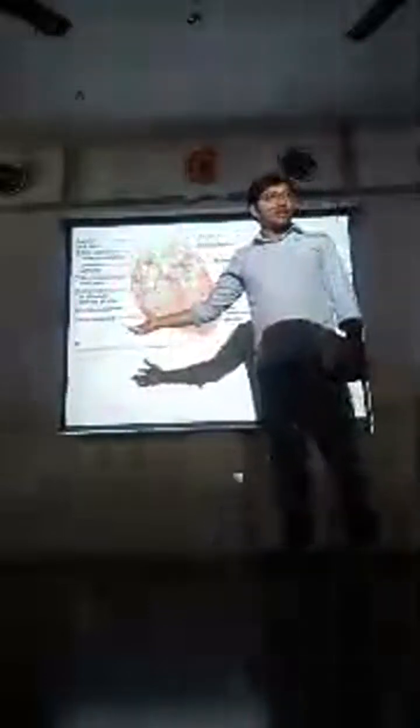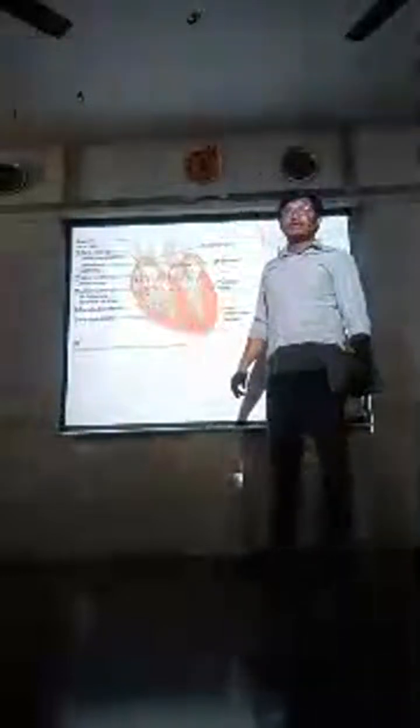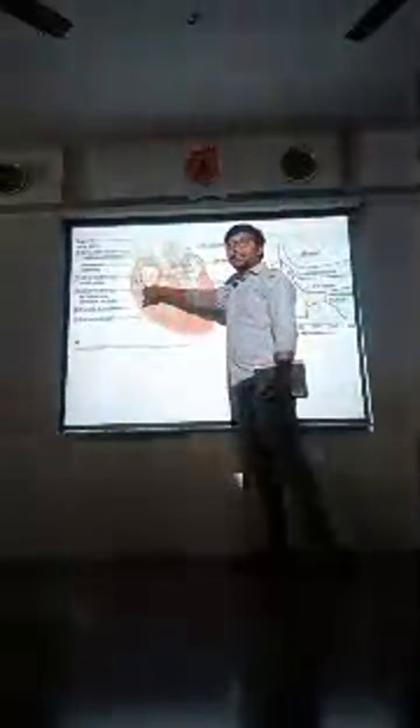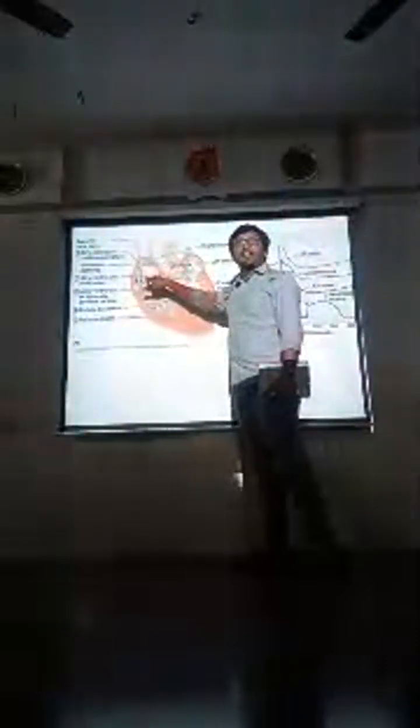Now, if the impulse is started here, how is the impulse carried out to the entire myocardium? The impulse has to travel, yes or no? So from the sinoatrial node, there is a pathway which is called the internodal pathway. From the internodal pathway, it reaches the atrioventricular node, because this point is between the ventricle and atrium. You are saying it as the atrioventricular node.